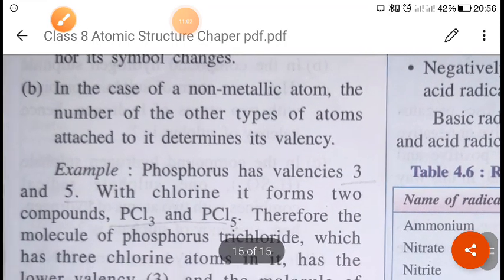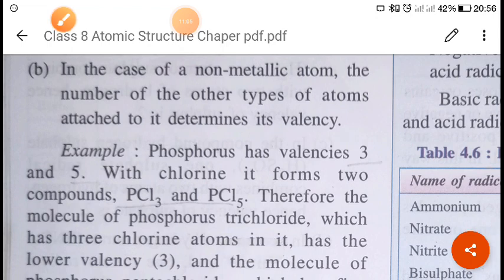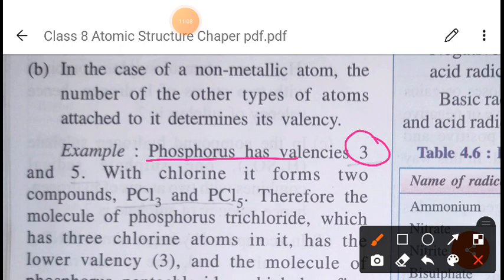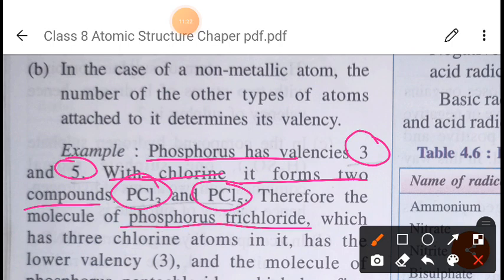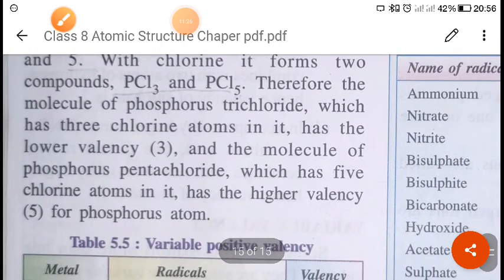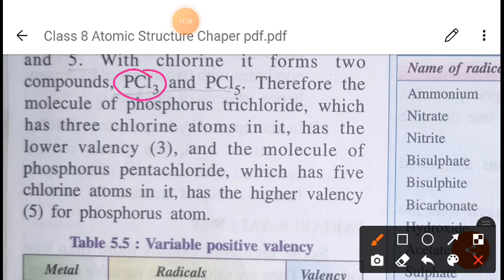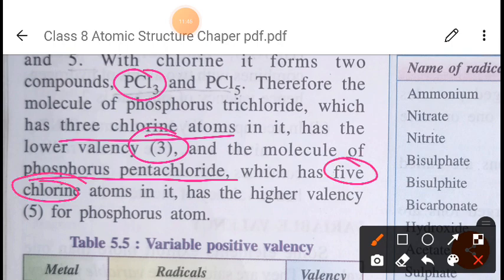So this was the case of metals. Now in the case of non-metals, for example phosphorus has valencies of 3 and 5. With chlorine it forms two compounds, PCl3 and PCl5. In phosphorus trichloride, there are 3 chlorine atoms, and it has a lower valency of 3. In PCl5, phosphorus pentachloride, there are 5 chlorine atoms, and phosphorus has a higher valency of 5.